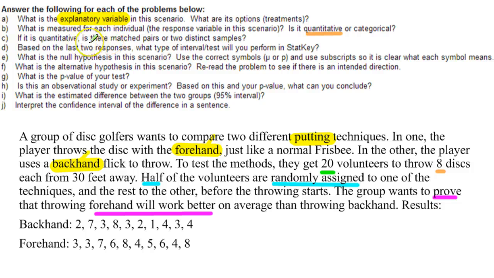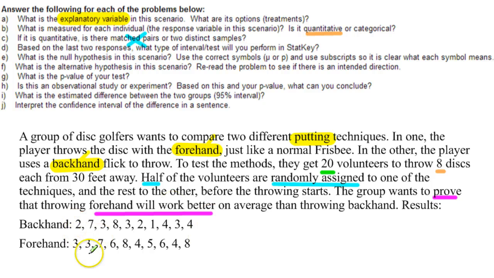We know that it is not matched pairs, and that's because half of the volunteers are randomly assigned to one of the techniques and the rest to the other. So no one person is repeating each of these, and there are no two people in the groups that have a special bond, like twins or siblings or something of that nature.